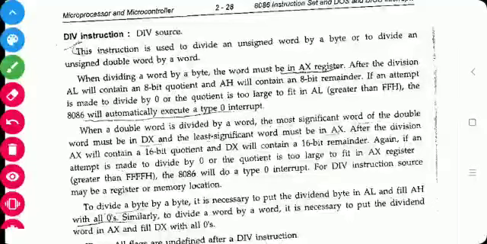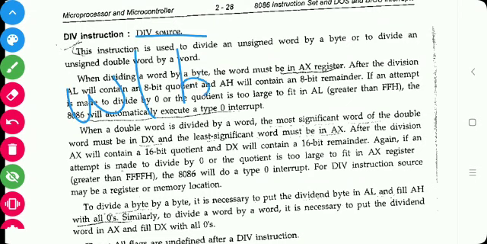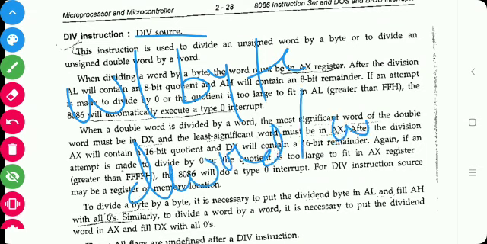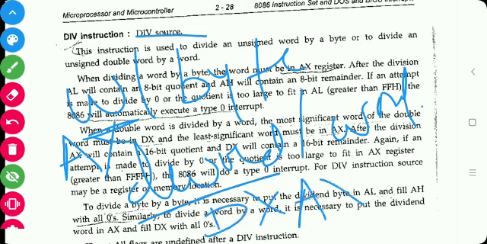Dear students, in the last lecture we have seen the multiplication instruction. Today we will start with the division instruction. In the division instruction, there is only one operand, that is the source. Here a word is divided by a byte, and a double word is divided by a word. When a word is divided by a byte, the word is stored in the AX register, and when a double word is divided by a word, the double word is stored in the DX and AX registers. We will see an example.